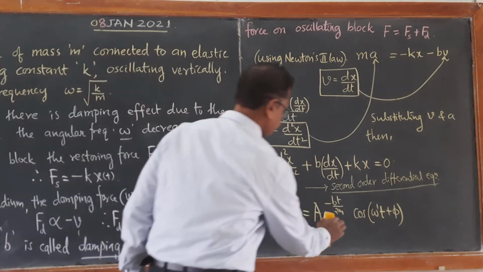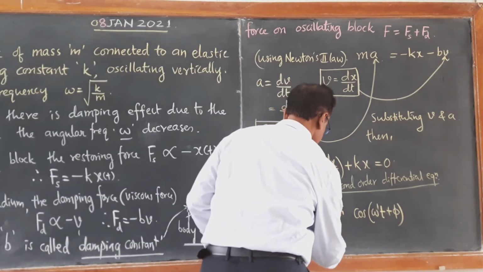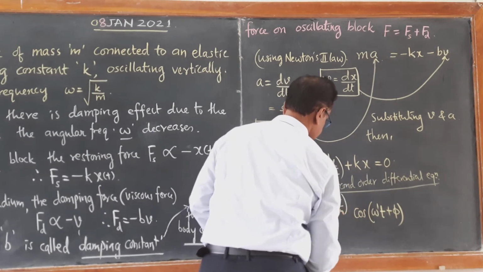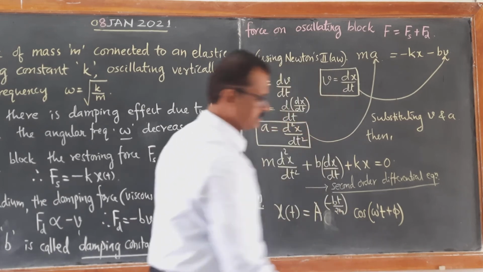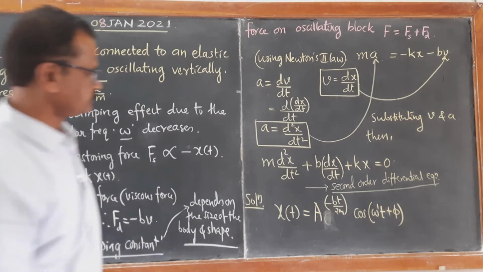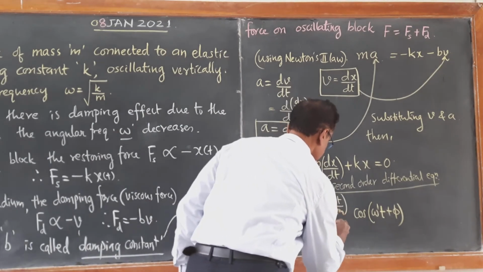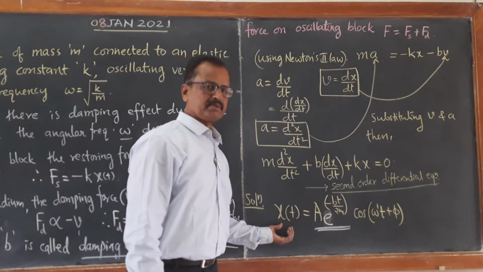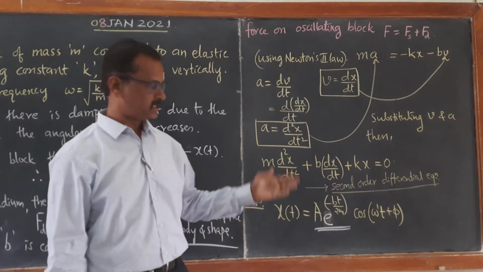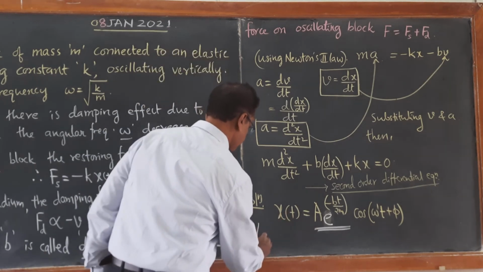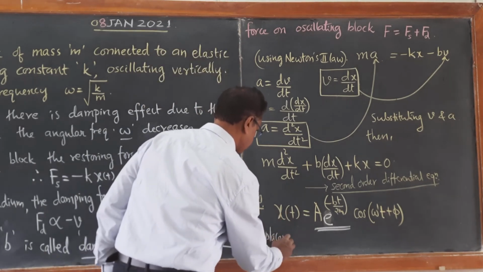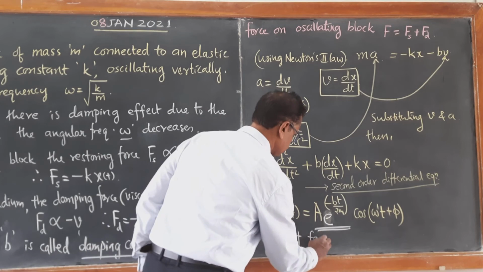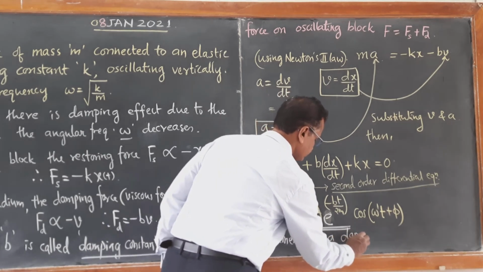The exponential function e raised to minus bt upon 2m, this entire thing becomes the amplitude. This is the equation for the displacement function of a damped oscillator.